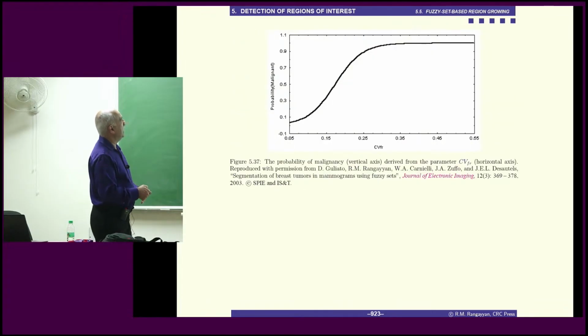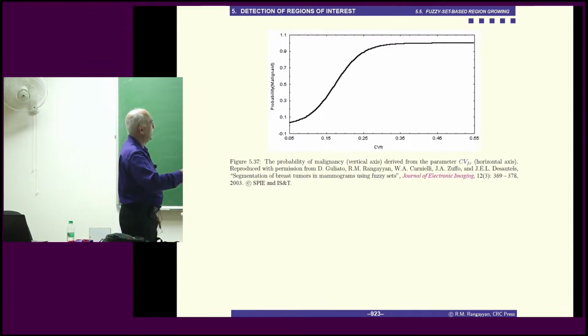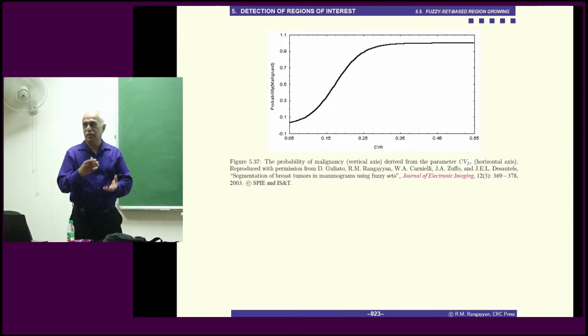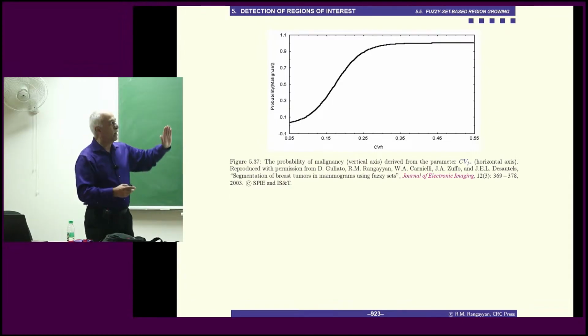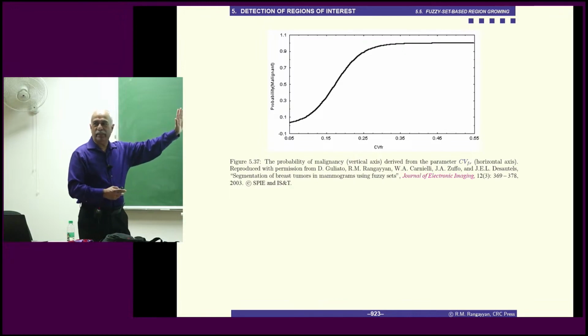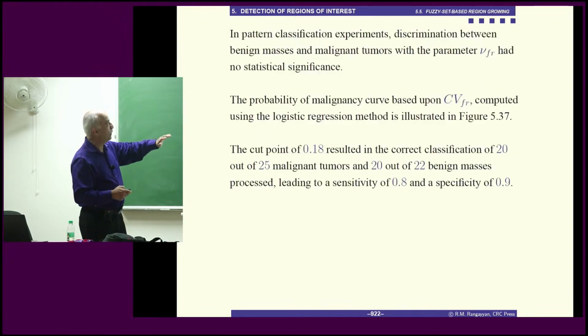So this is the computed curve for the probability of malignancy and CVFR, the coefficient of variation of the fuzzy ribbon. Ideally, you want that to be a step function. So any threshold will work, but you get this always. So that you have to find a cut point somewhere, and there will be some misclassification. The sharper the transition of this S-curve, the better. The other one was not as good.